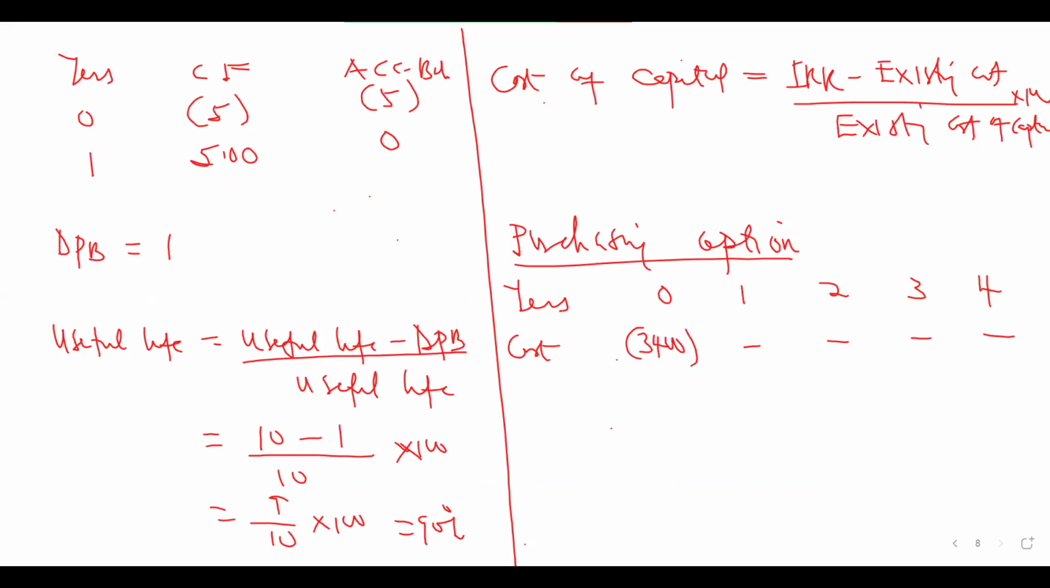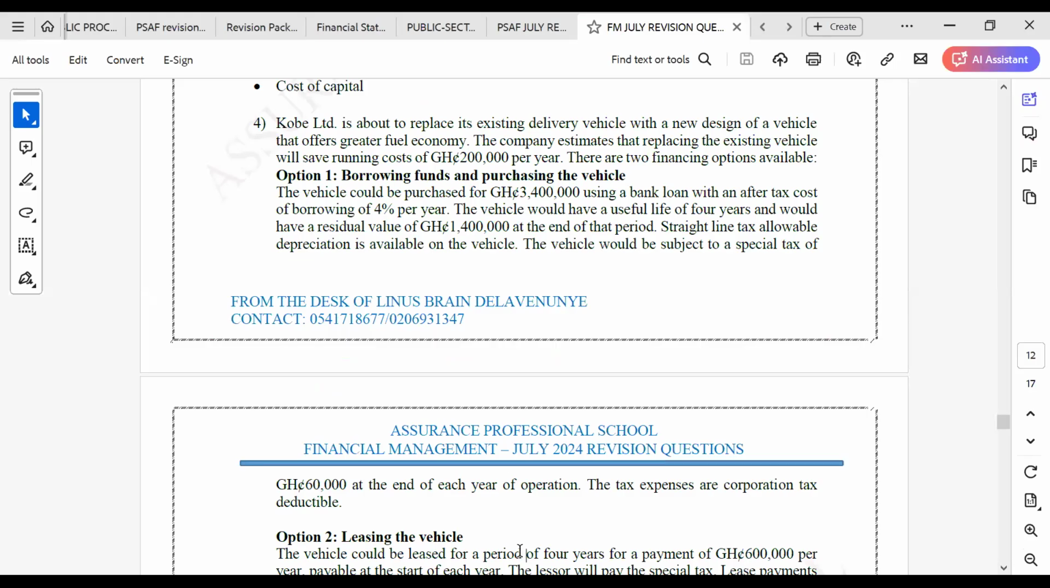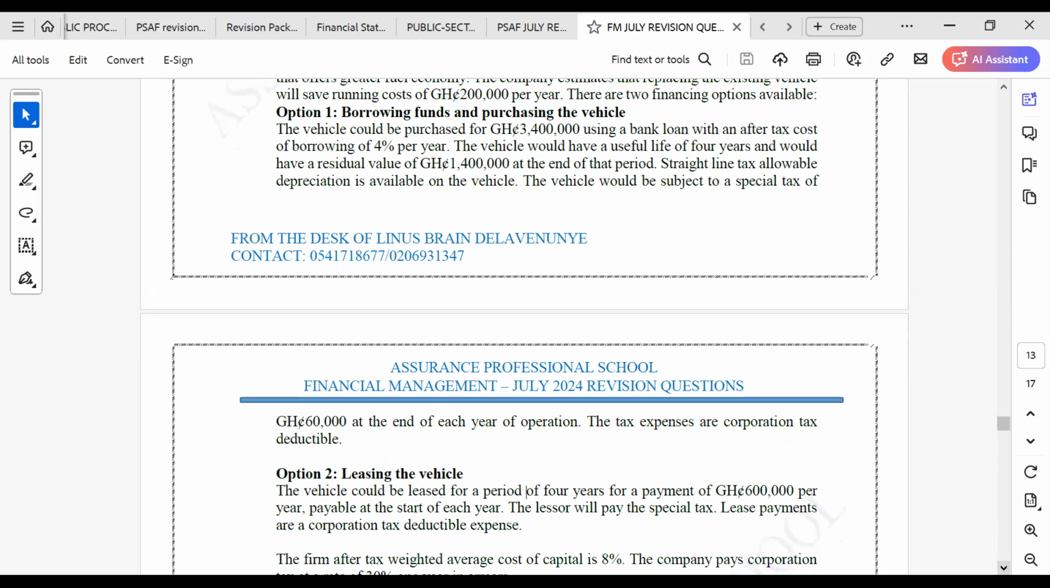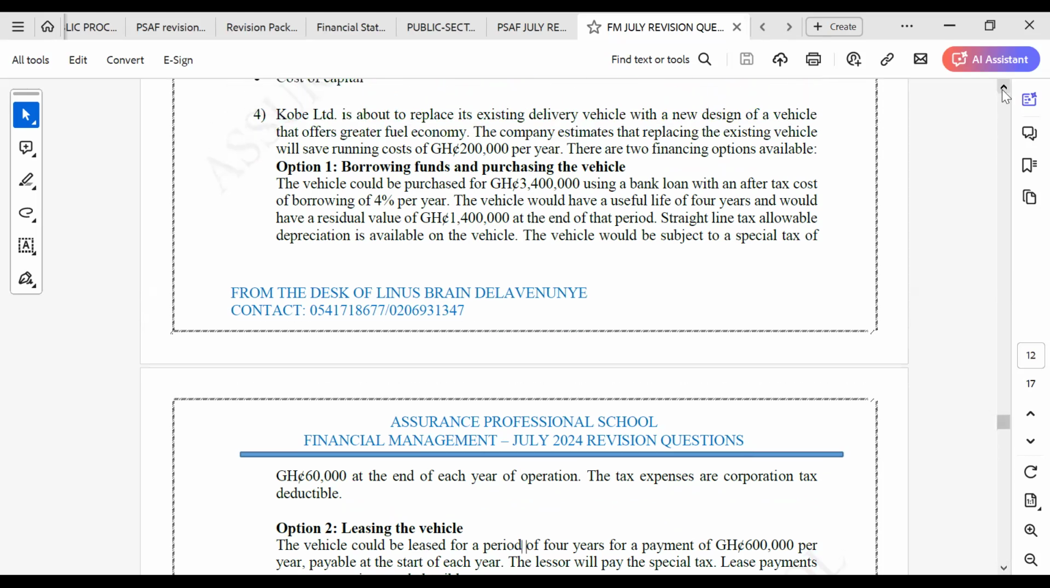Is there any benefit that will come as a result of replacing? You consider the 200,000. It's saving running cost. So we are going to be saving a running cost of 200,000, isn't it? What you have to know is that the running cost that you are saving, the savings will be for both sides. So you can ignore that one. If you are leasing, you are still going to be saving the 200,000. If you are buying too, you are still going to be saving the 200,000. So the 200,000 will have the same effect, so you can decide to ignore that.